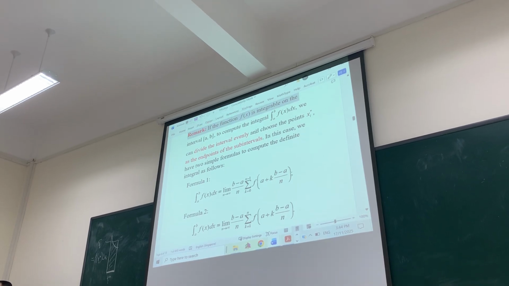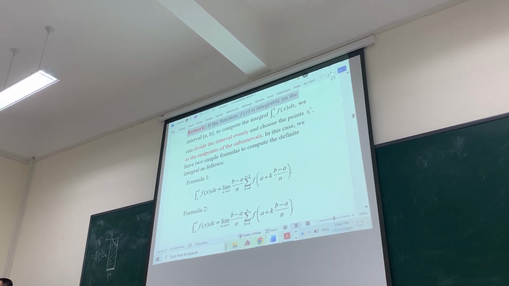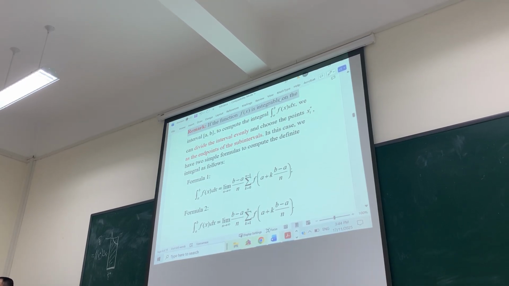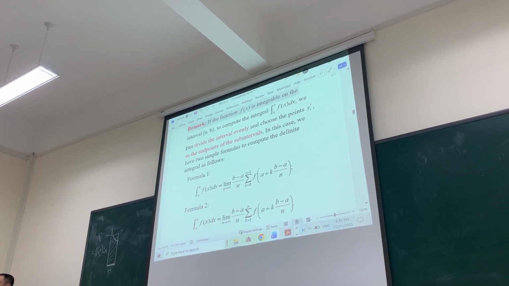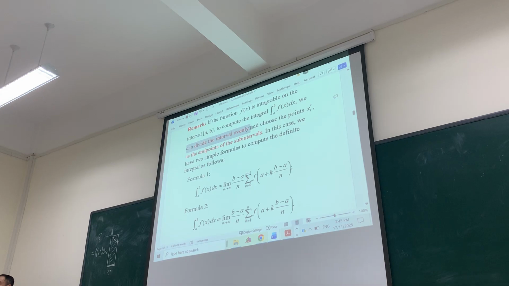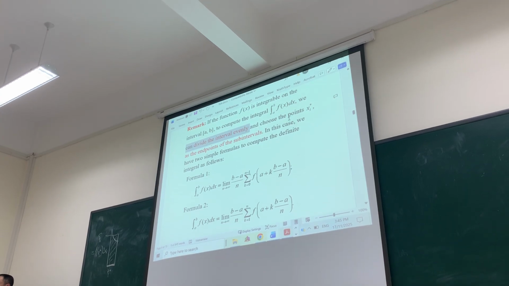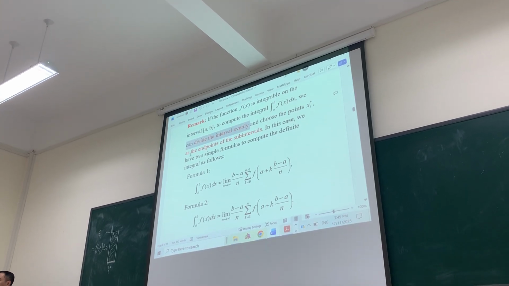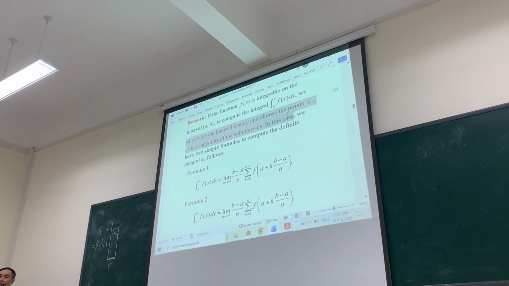You can see if the function f is integrable on [a, b], to compute the definite integral from a to b, we can divide the interval evenly here, and choose the point xi star at the endpoint of the subinterval. Why can we do that?